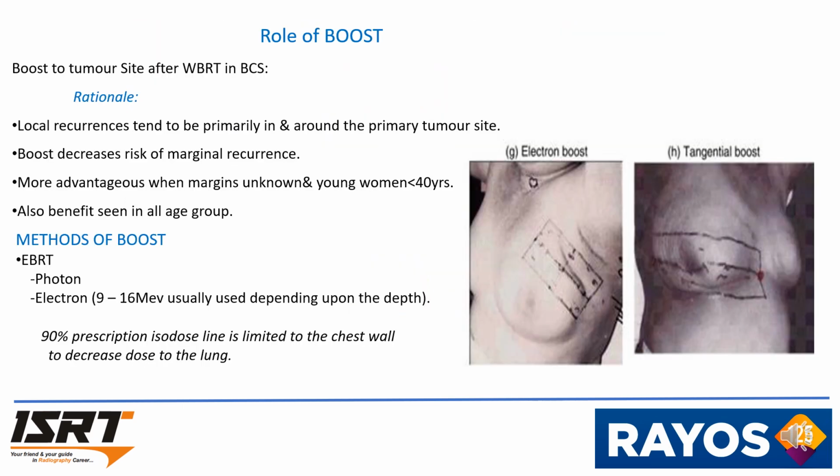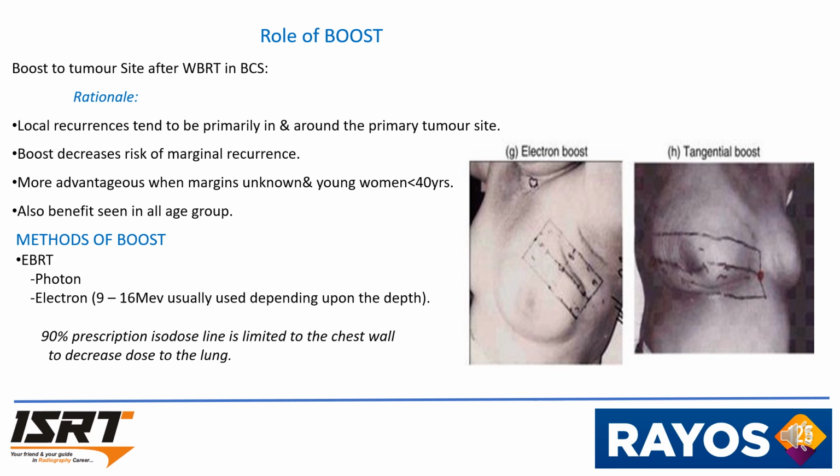Role of boost. Boost to tumor site after whole breast RT in BCS. Local recurrence tend to be primarily in and around the primary tumor site. Boost decreases a risk of marginal recurrence. It is more advantageous when margins unknown and young women less than 40 years. And it also benefits seen in all age group. In this picture, electron boost and tangential boost is shown.